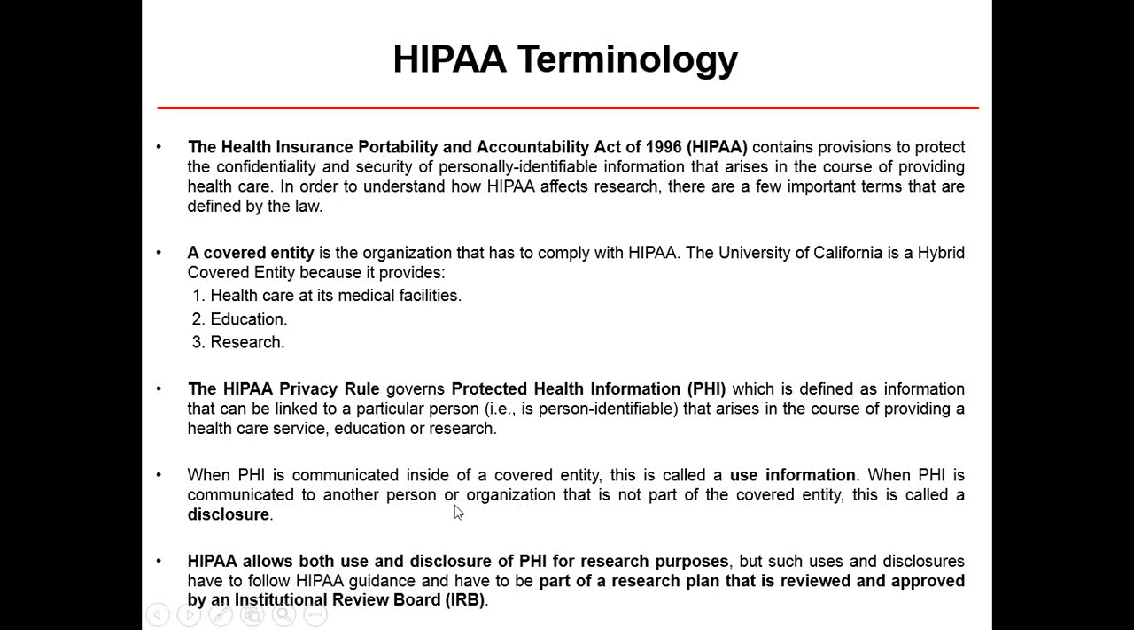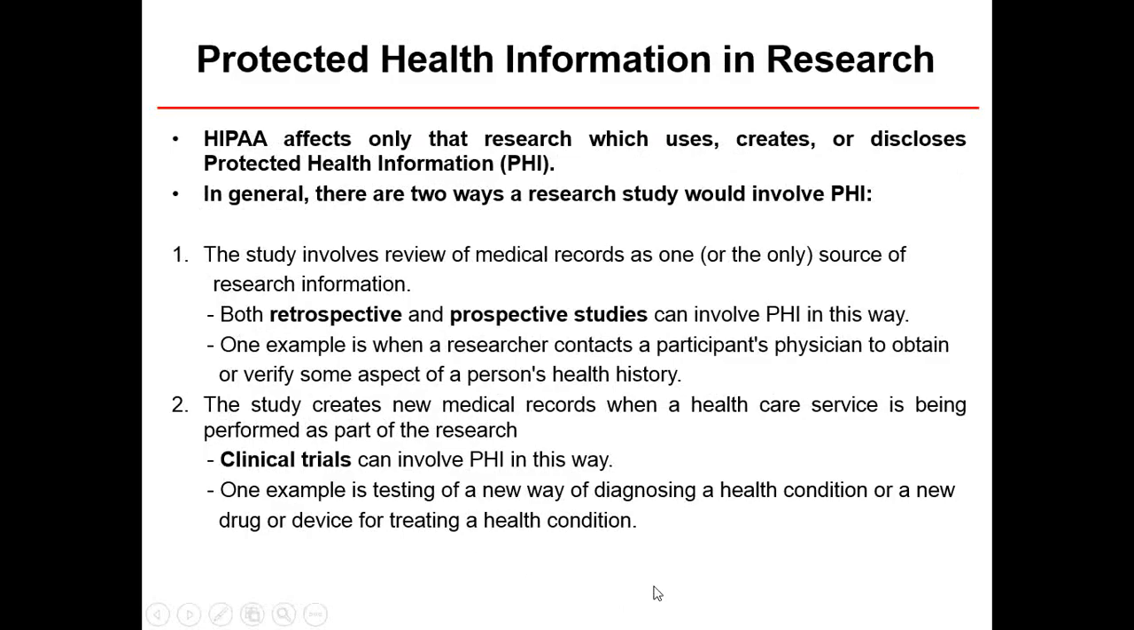When PHI is communicated inside a covered entity, for instance inside UCLA, this is called the use of information. When PHI is communicated to another person or organization, this is defined as disclosure. HIPAA allows both use and disclosure of PHI for research purposes, but such use and disclosures have to follow HIPAA guidance and have to be part of a research plan, and that research plan needs to be reviewed and approved by an institutional review board, known as IRB. We'll discuss all these terms later on.